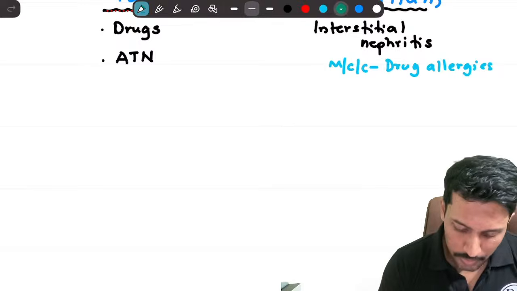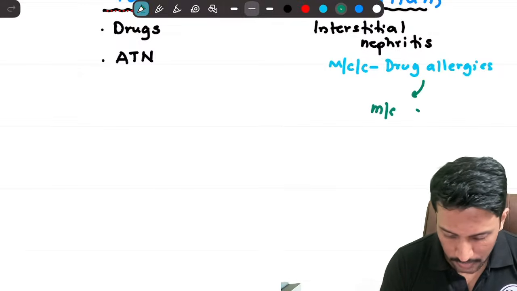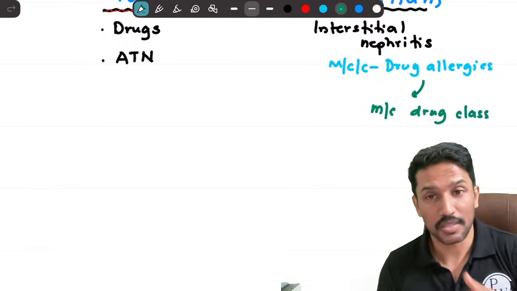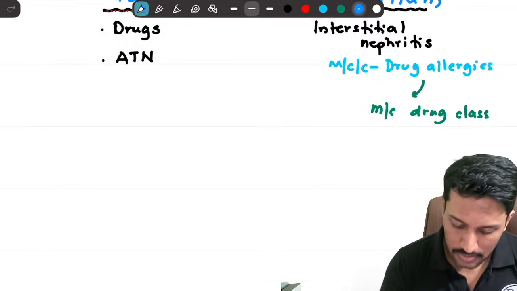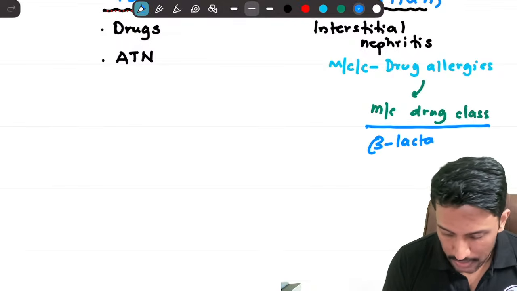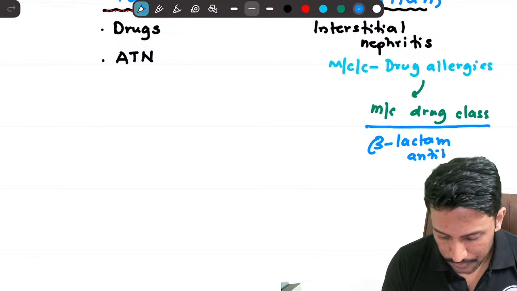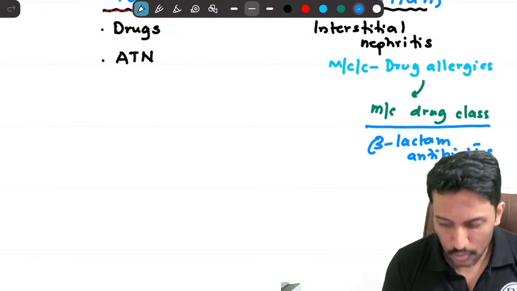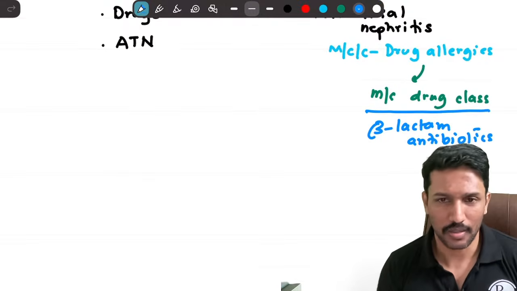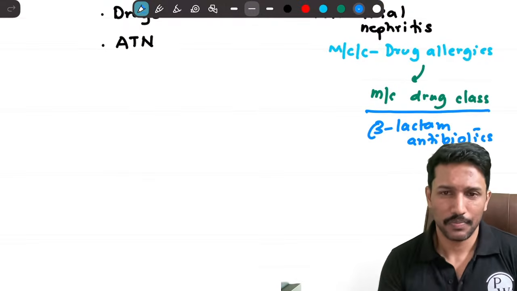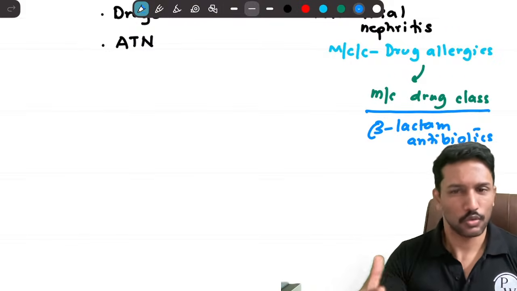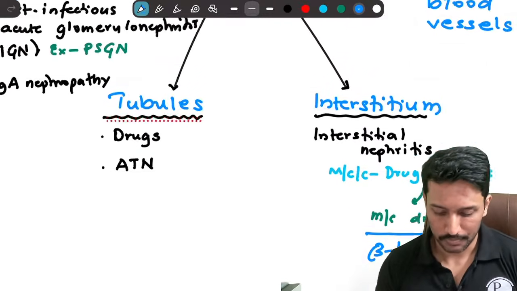And I also want you to remember that the most common drug class known to cause drug allergy and thus become a reason for interstitial nephritis is going to be beta-lactam antibiotics. Various other classes of antibiotics are also known to cause it, but beta-lactam is something that I want you to remember. So penicillin, various forms of beta-lactams can cause the allergy, and as part of the allergy, even the connective tissue of the kidney gets inflamed. So you thus have an acute kidney injury.